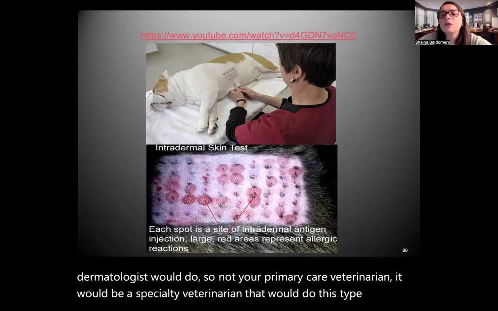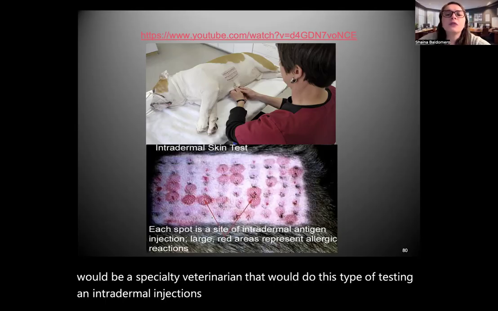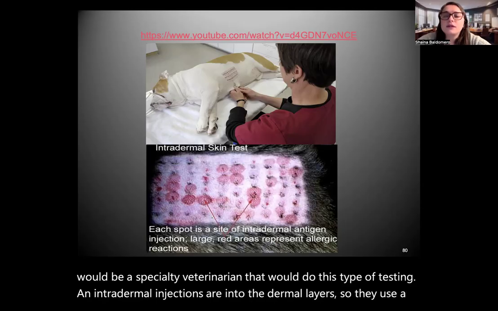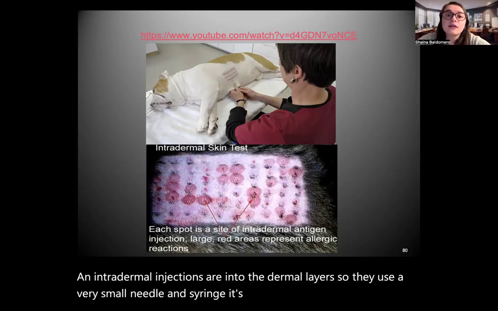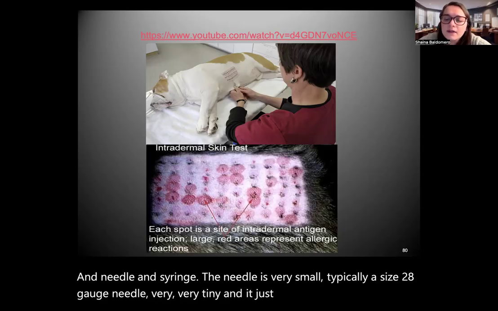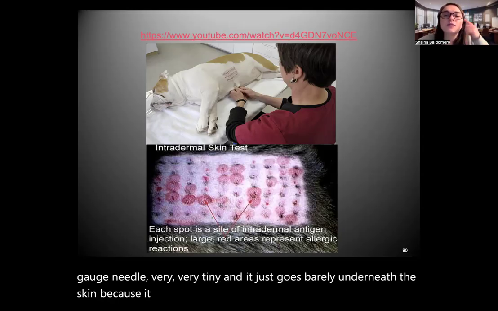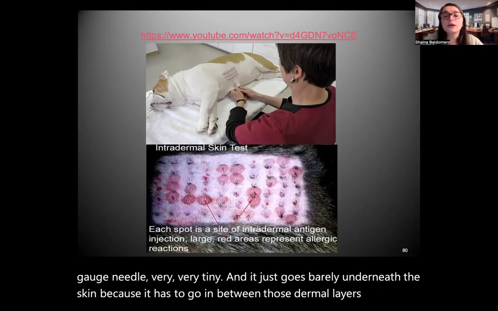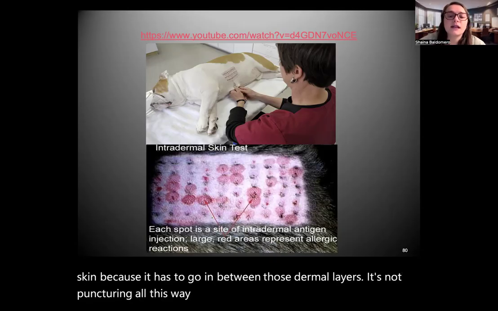And intradermal injections are into the dermal layers. So they use a very small needle and syringe. It's typically an insulin needle and syringe. The needle is very small, typically a size 28 gauge needle, very, very tiny, and it just goes barely underneath the skin because it has to go in between those dermal layers. It's not puncturing all the way through like a subcutaneous injection.